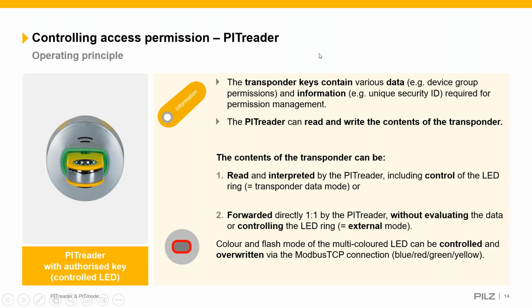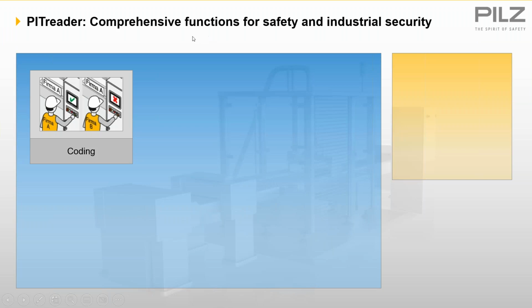But I've not used yellow yet, so if somebody has an idea for that, we can use that one. So what are the kind of functions that we can use for safety and industrial security?